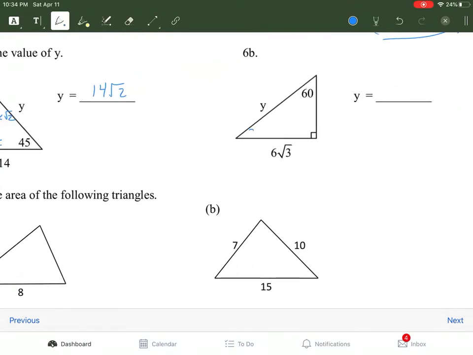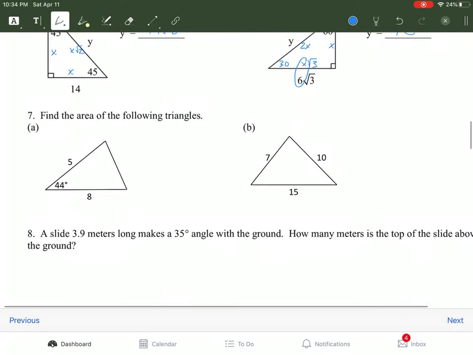For b, this is the 30 degrees. That means this side is x, this side is x root 3, my apologies, and then the hypotenuse is 2 times x. So if the 60 degree side is x root 3, x is 6. So we'd multiply 6 times 2, we're going to get 12.